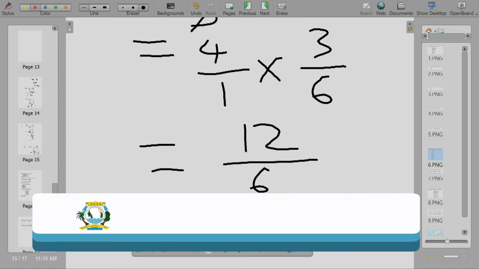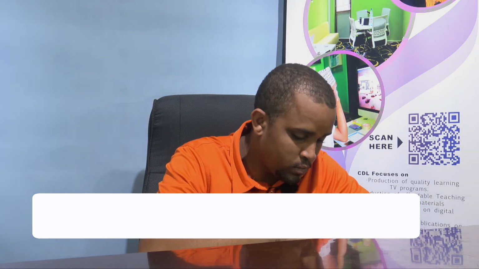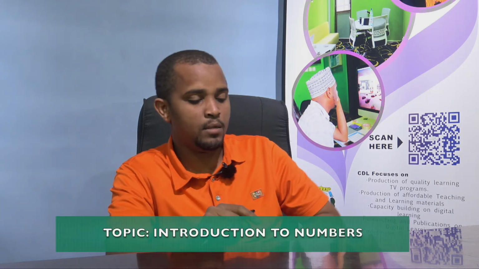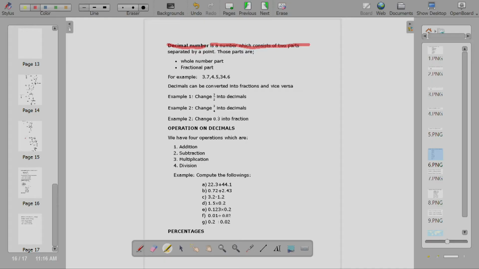Now let's move to another topic, which is decimal numbers. What is a decimal number? A decimal number is a number which consists of two parts separated by a point.